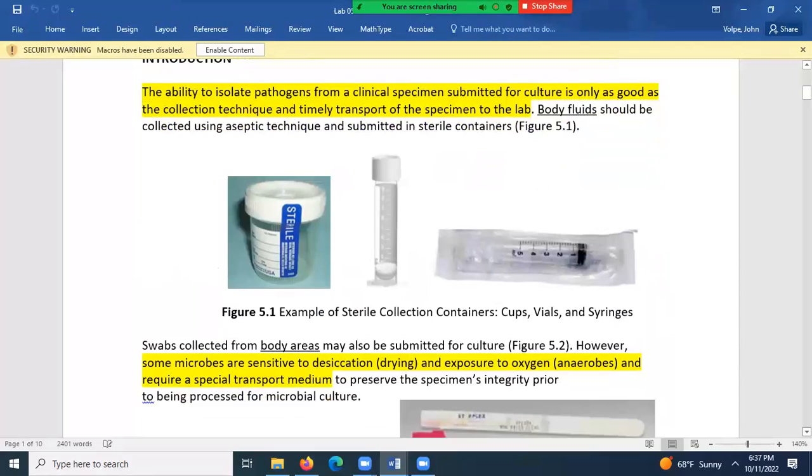The ability to isolate pathogens from a clinical specimen submitted for culture is only as good as the collection technique and the timely transport of the specimen to the lab. Some microbes are sensitive to desiccation, meaning they dry out, or exposure to oxygen, like the anaerobes, and require a special transport medium to keep the specimen alive.